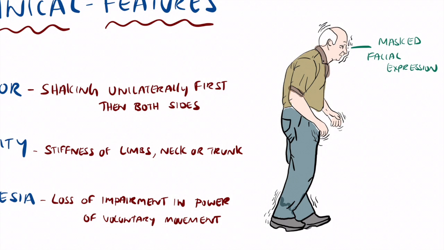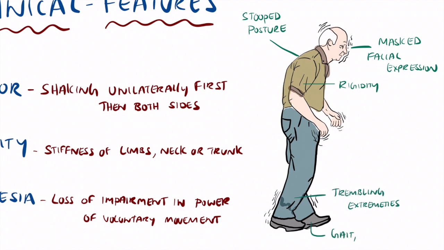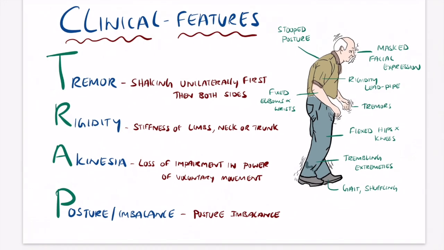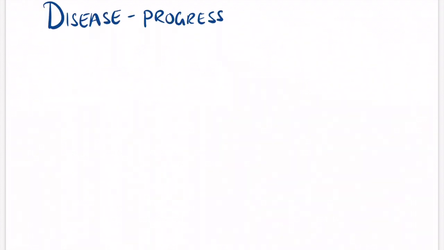So we have our typical man who's diagnosed with Parkinson's. Usually they have a masked facial expression. There's lead pipe rigidity in the elbows. There will be trembling of the extremities, especially the hands, unilaterally at first and then both. There'll be a shuffling gait in the way they walk, and there may be flexed hips and a stooped posture. So if you find any of these in an especially elderly patient, think Parkinson's disease.